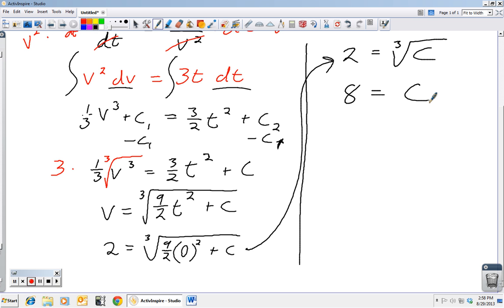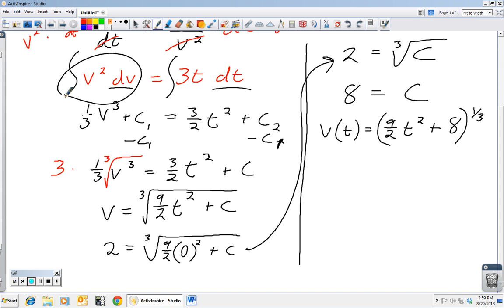Fantastic. Now we can plug that into our original equation, and we have v of t is equal to 9/2 t squared plus 8, and let's just be a little professional about this and raise it all to the 1/3 power, which, as you know, is the same as a cube root. So there it is, beginning to end. The only added difficulty is that when you've got your separation of variables, now we have an actual integration on the left and on the right, whereas previously we only integrated on the right because we just had a dv on the left. So not much more.